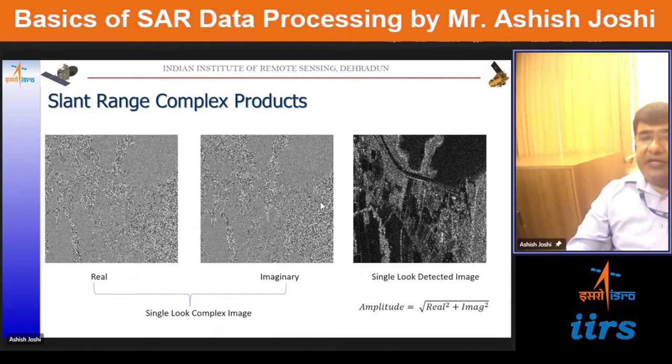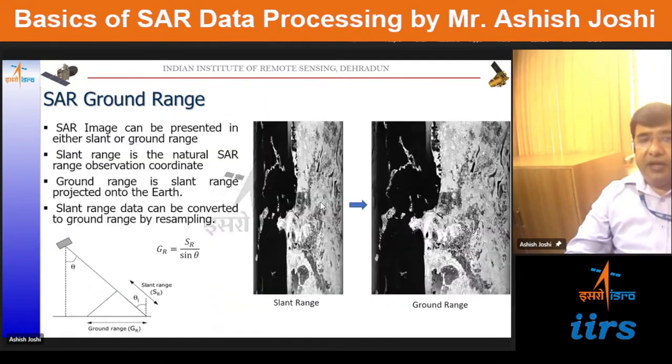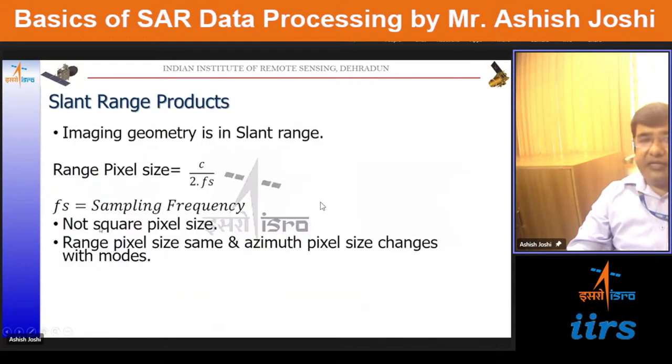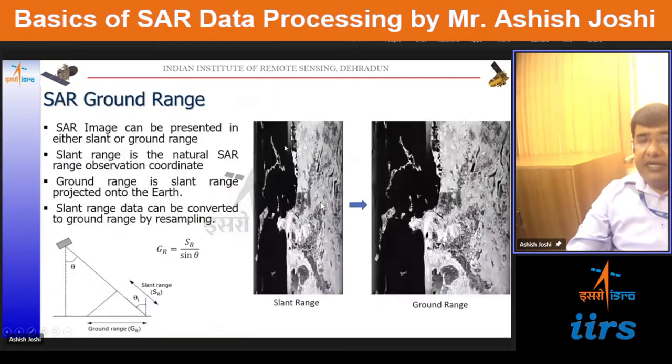And after that, as I have already told, this is not in square pixel size in the slant range. So you can see in the slant range geometry the features are slightly compressed. So this is called the slant range image. As the data is acquired by the SAR in the slant range plane, it is processed, but it is not geometrically corrected.